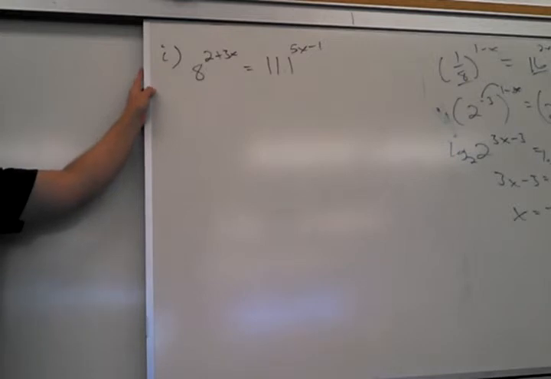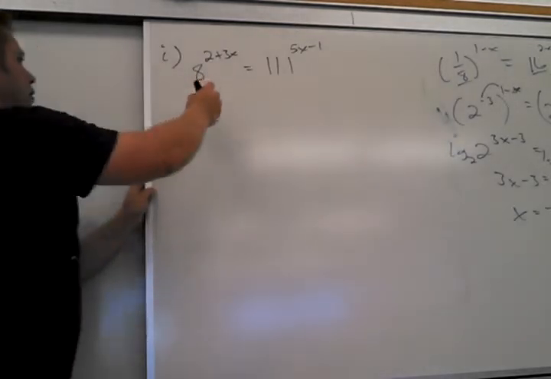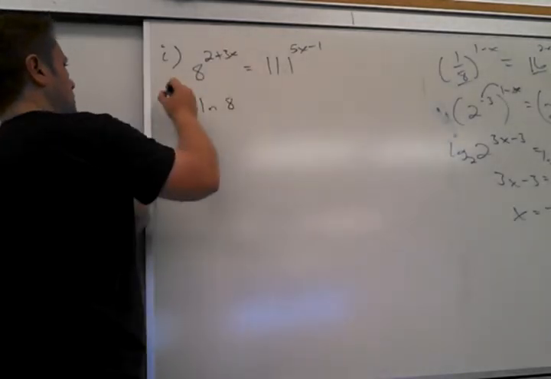This is what makes it more difficult, because they both have a power. I can't make the bases the same, right? Not very easily. So what do I do? Yeah, I've got to do ln. And when I do ln, this comes down.